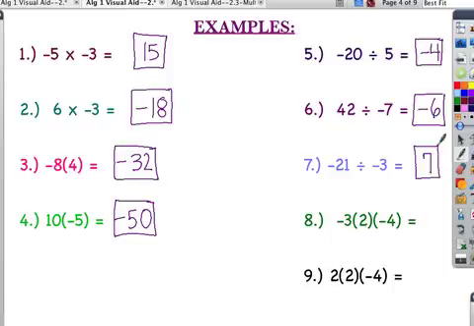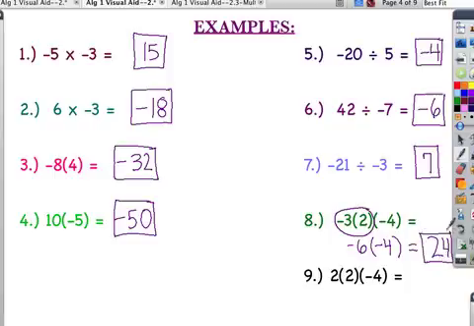Number 8, negative 3 times 2 times negative 4. According to order of operations, once I get to just multiplication and division, I have to go from left to right. Now we could use the commutative property of multiplication if we'd like, but I'm going to start from the left and work my way over. So negative 3 times 2, those are different signs, so I get negative 6, times negative 4. Now they have the same sign, so I end up with a positive answer, positive 24.